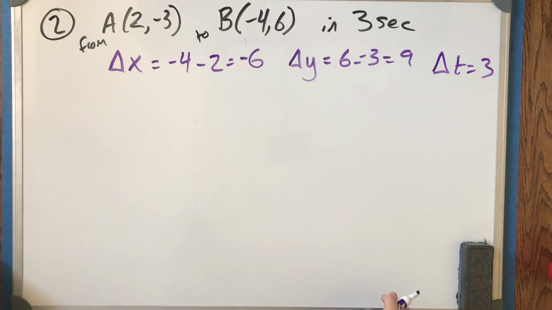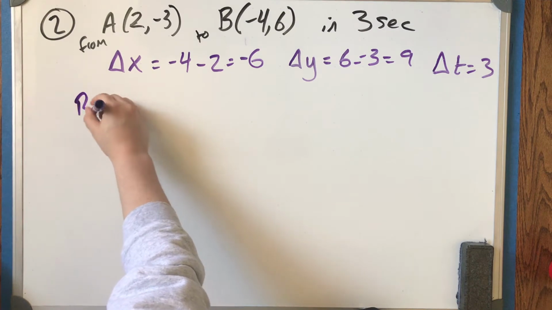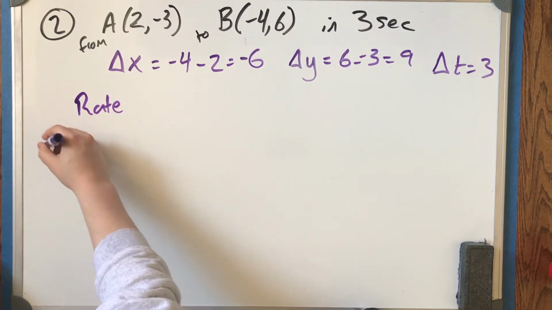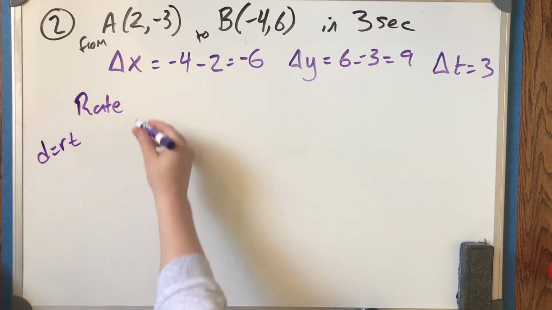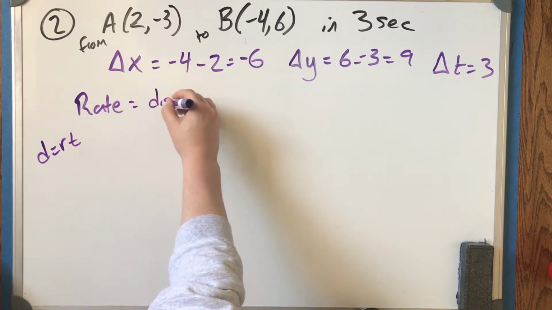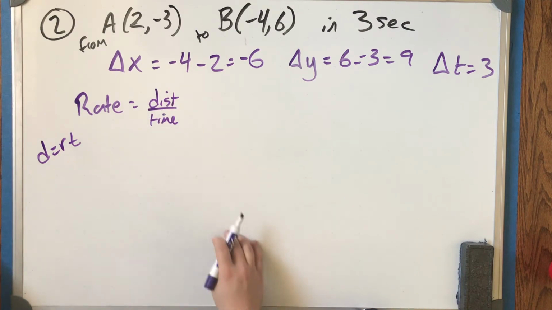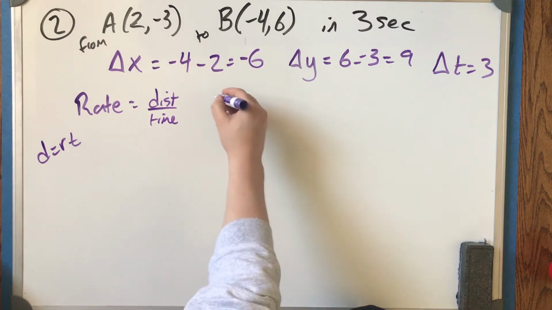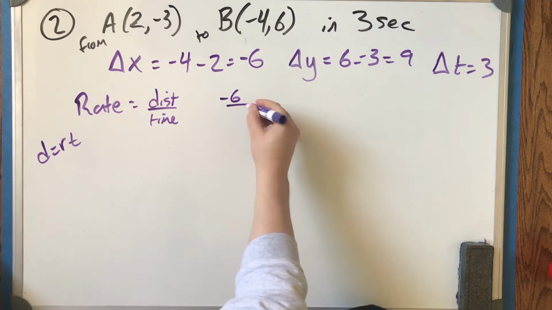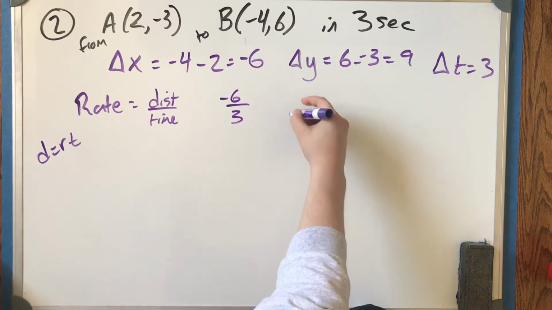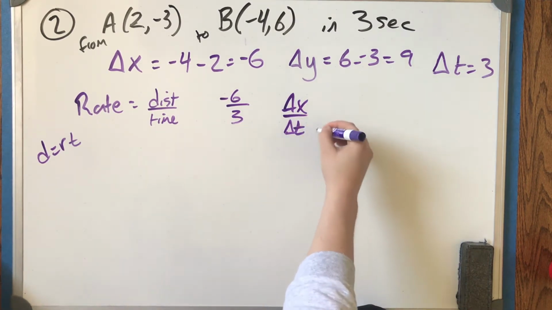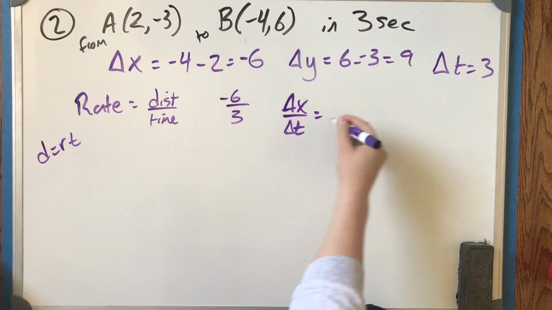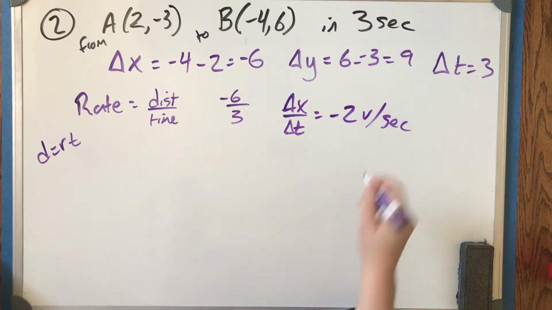Part A is asking what the rate of change of just the horizontal movement is. Remember we can use that lovely equation that distance equals rate times time. If I solve that for r, it's just distance over time. So if I want to know the horizontal movement and its rate, I take its distance, which is -6, and divide by the time, 3. The change in the x value over time equals -6 over 3, which is -2 units per second.